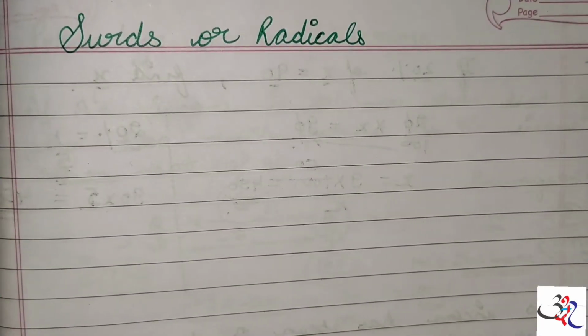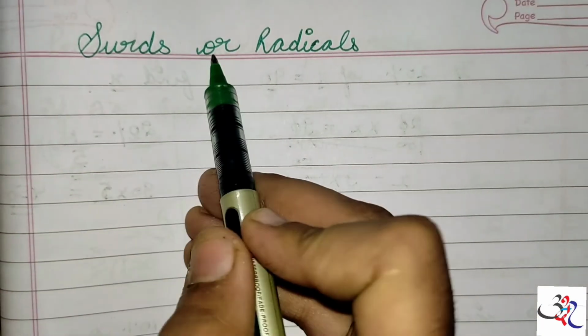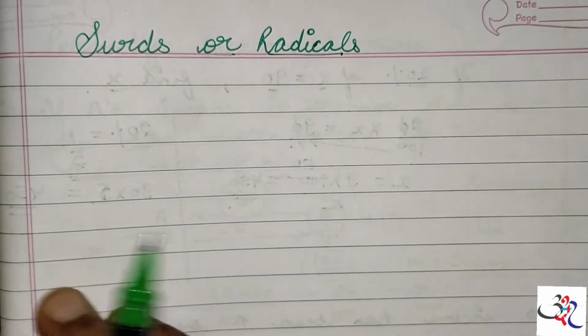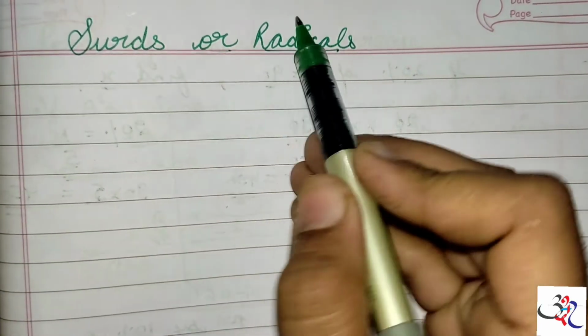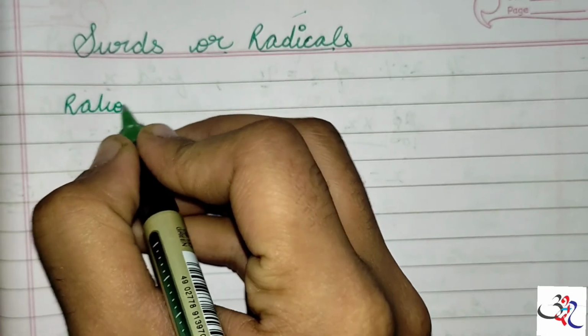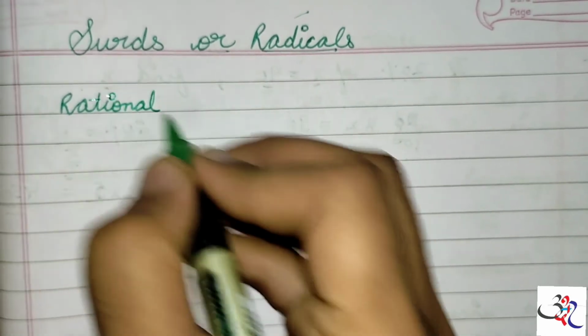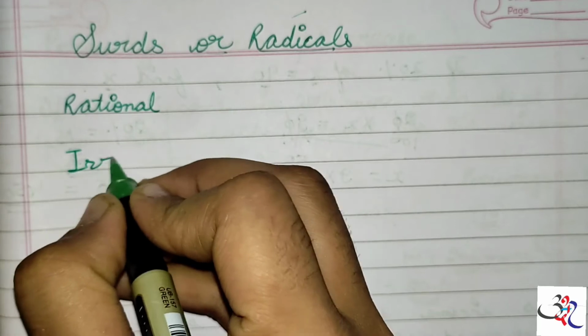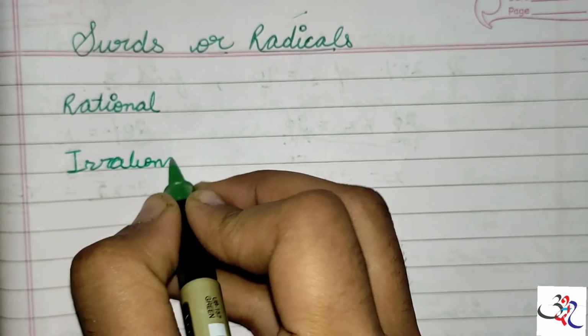So let us start today's topic, which is surds or radicals. To understand surds and radicals, before that we need to first understand what are the rational numbers and what are the irrational numbers.